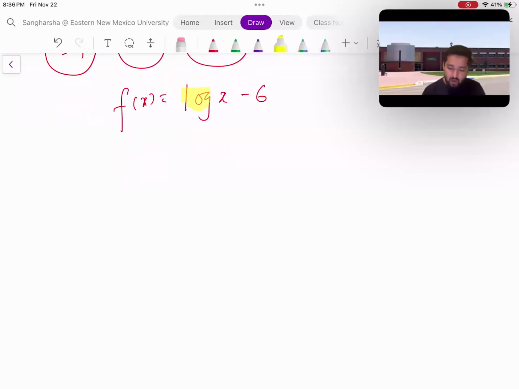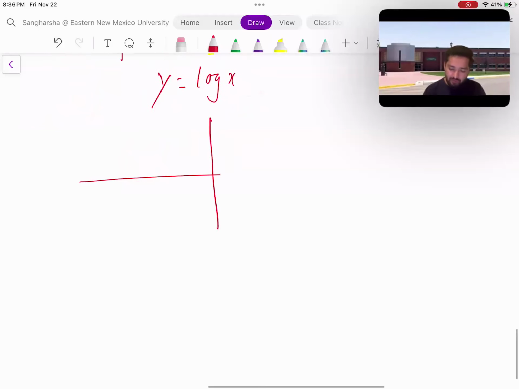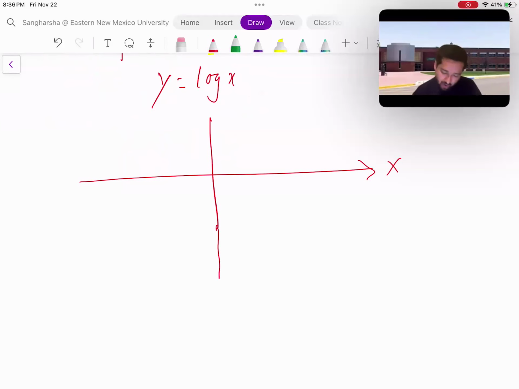So this is a log of x to a base 10. This is a common log. So your basic function is y equals log of x. Let's graph this function. You should be able to graph it correctly. The shape has to be correct. I don't want a perfect graph. Now if you have a log function, our graph looks like this. So this is a graph for our basic function.